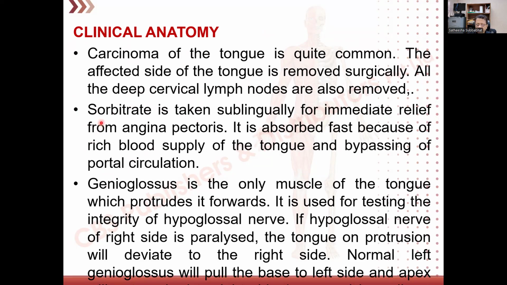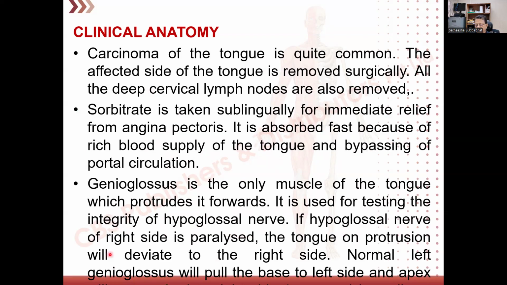Now, as all of you know, sorbitrate is taken sublingually for immediate relief from angina pectoris. It is because it is absorbed fast because of the rich blood supply of the tongue, bypassing the portal circulation. As I mentioned, the genioglossus, one of the extrinsic muscles, is the only muscle of the tongue which protrudes it forwards. So it is used for testing the integrity of the hypoglossal nerve.